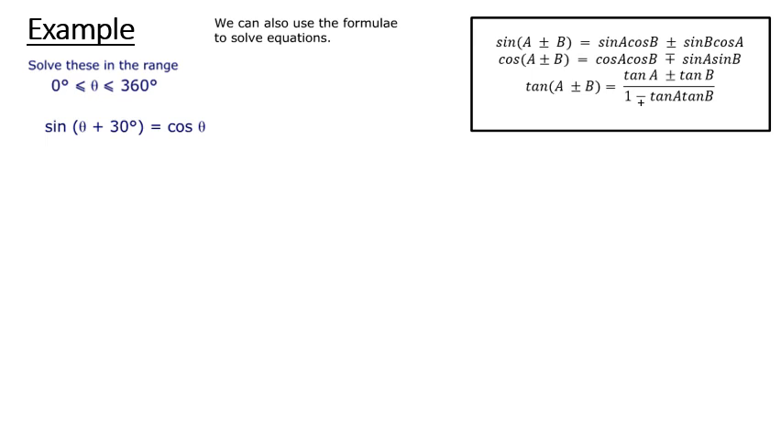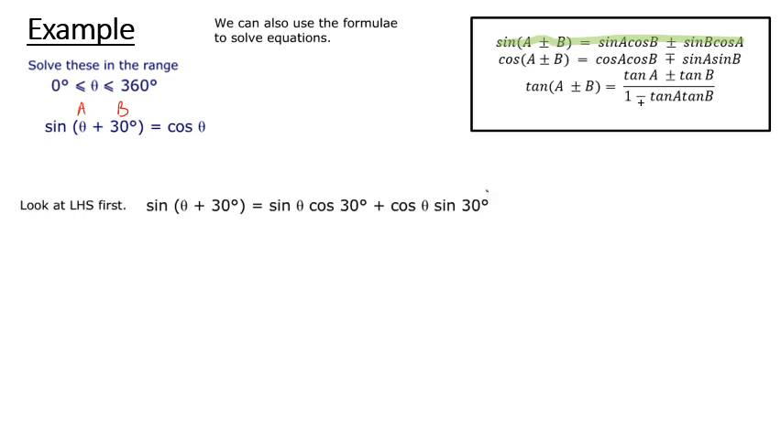This next type of example involves solving an equation in which we need to use the addition formulae. In an exam question, they're never going to tell you to use the addition formulae. You need to recognise on your own when to use it. And in this one, we can see that we've got sine of something plus something. So if we use those as our A and B, we could use the sine of A plus B formula to expand the left-hand side.